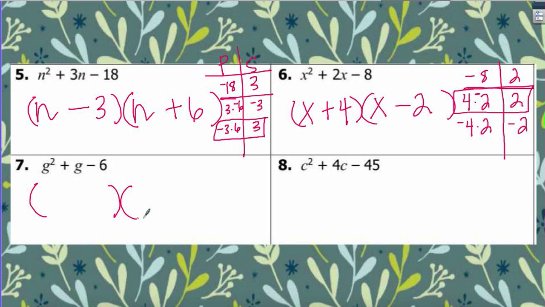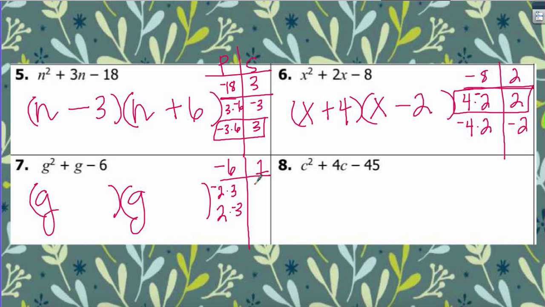The next one, I got g times g gave me g squared. I'm looking for a negative 6 at the end, so I am looking for a product of negative 6, and since it's just g, I know it's a positive 1 for the sum. 2 times 3 gives me 6. I need to look at it both ways, seeing where the negative needs to go.